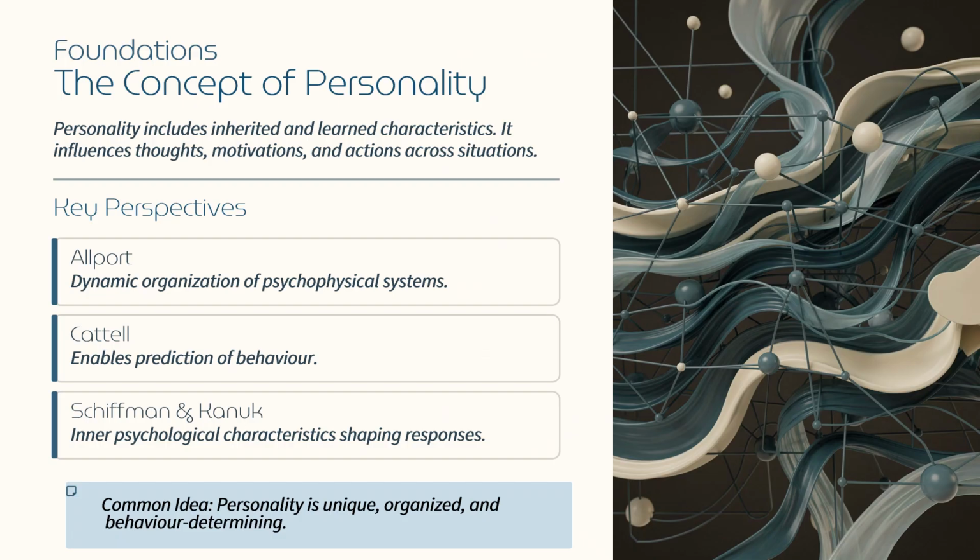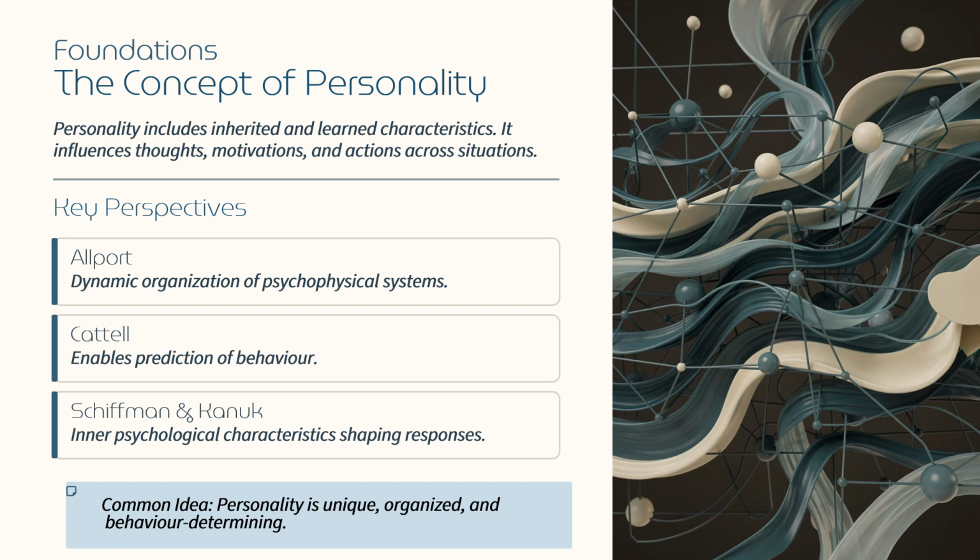To understand the concept of personality, we must look at it as an internalized system. It includes aspects of ourselves that we are born with, our heredity, as well as those we learn through experience. It is a set of characteristics that uniquely influence our thoughts, our motivations, and our behaviors across various situations. Let us look at how some of the leading thinkers in the field define this concept.